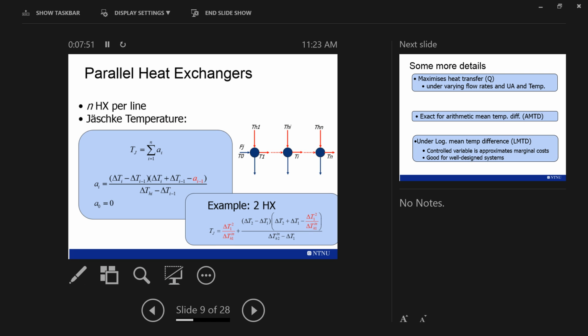So if we have two heat exchangers on a line, for example, the Jäschke temperature will look like this. We have the one for the first one, which looks exactly the same as if we just have one heat exchanger, and then we have the term for the second one, which is basically a correction term that takes into account that there was a heat exchanger before that.